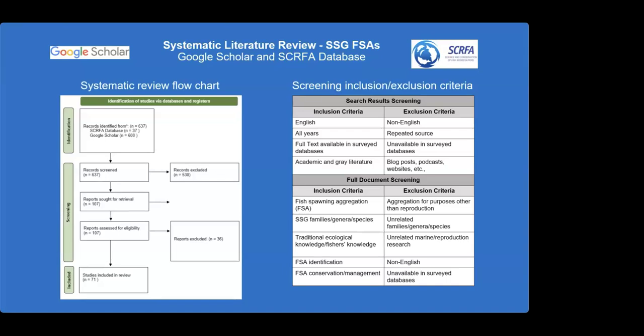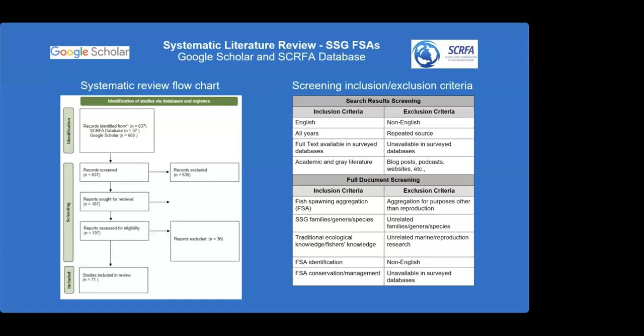The literature review focused on Google Scholar and SCRFA as the 2 primary databases, SCRFA being Science and Conservation of Fish Aggregations. Many of us know SCRFA because of their outstanding resources for many, many years, including their FSA database. So Sarah conducted a systematic literature review using tools used in metasynthetic literature studies. The systematic review flowchart is shown on the left, screening and inclusion and exclusion criteria on the right.